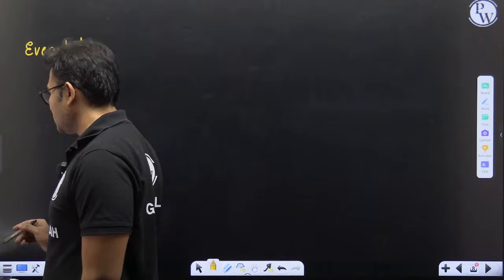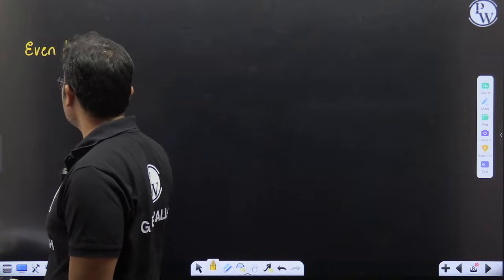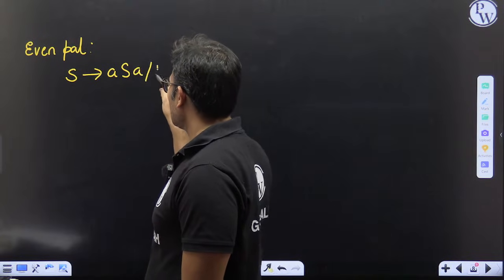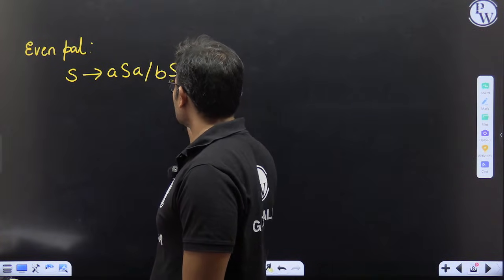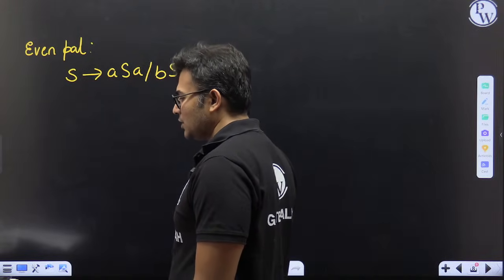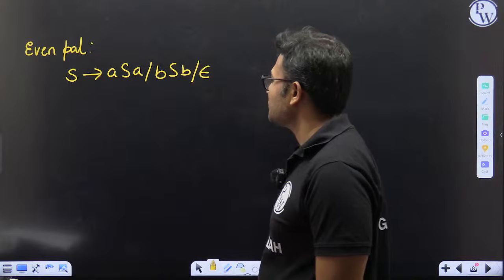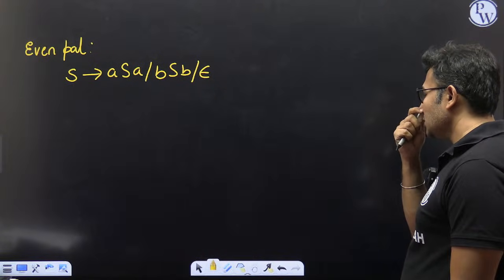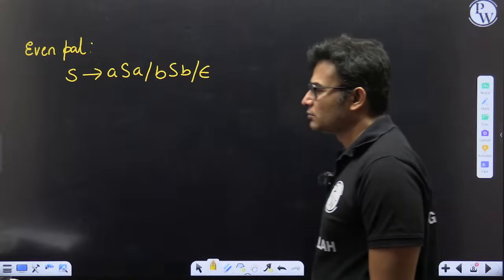Very good, Roshan. So for even length palindromes, it is S derives aSa or bSb or epsilon.